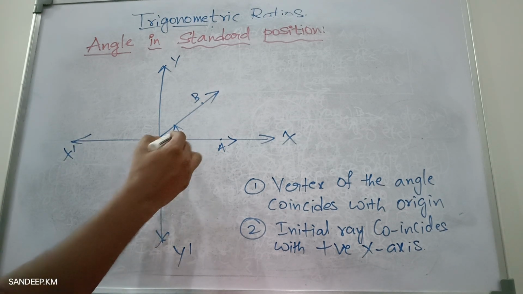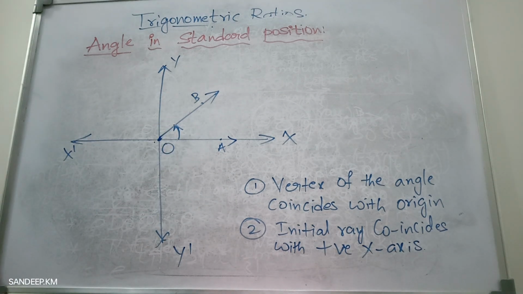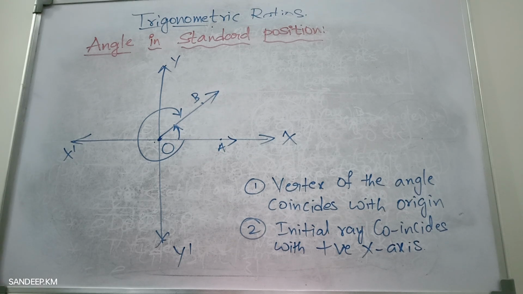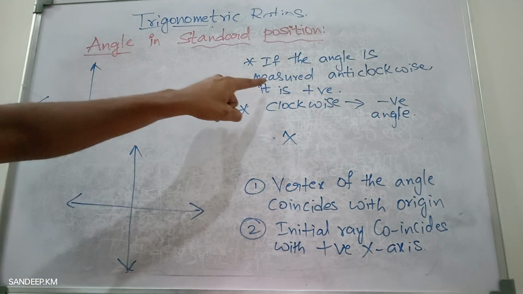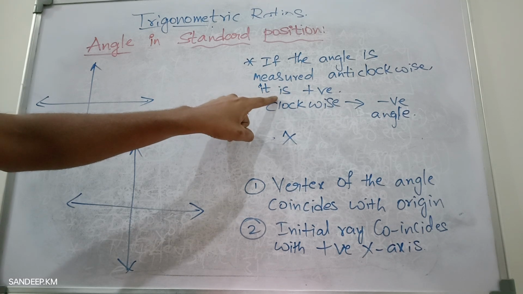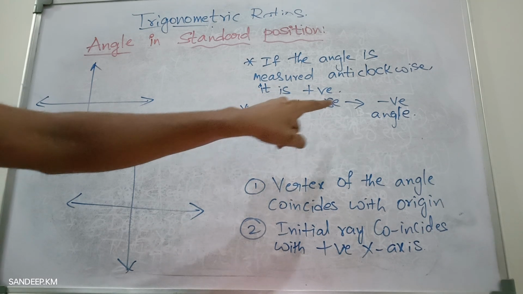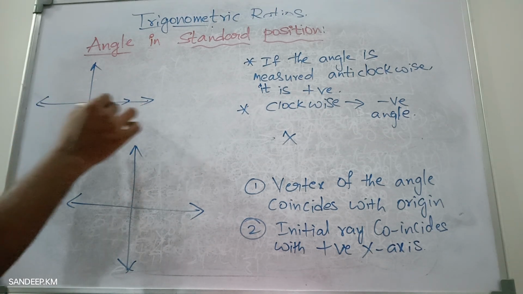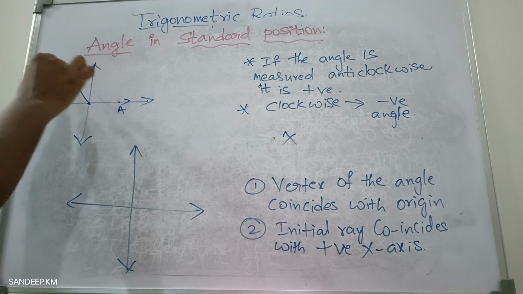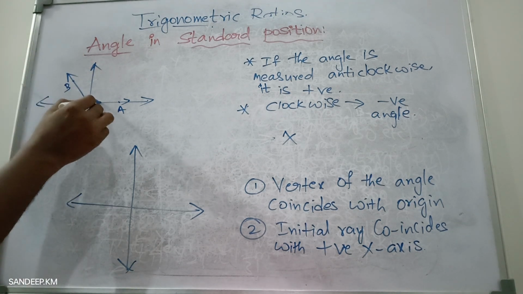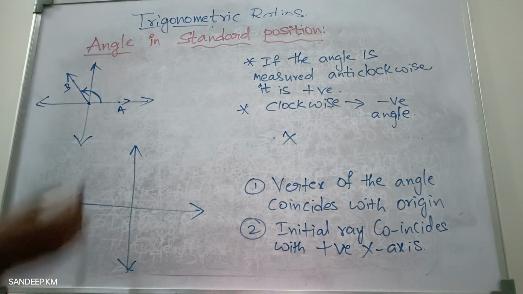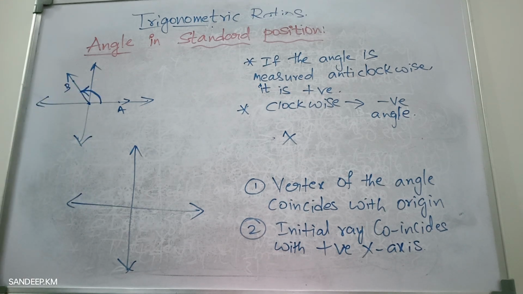Dear students, if I measure the angle in anti-clockwise direction, then the angle is said to be positive. And if you measure the angle in clockwise direction, then the angle is said to be negative. What is it? If the angle is measured anti-clockwise, it is considered positive, and if measured clockwise, it is considered negative. What does it mean? Look at this example. Here is our initial ray OA and this is our terminal ray OB. If I measure this angle from initial ray to terminal ray anti-clockwise, then the angle is considered to be positive.